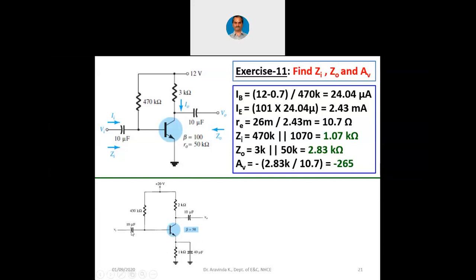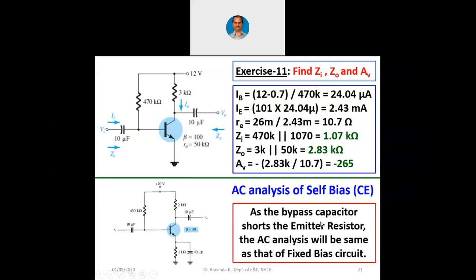So when we write a model for this emitter bias, it will be the same as the base bias. So the AC analysis of emitter bias or self bias is the same as that of the base bias or fixed bias. That's what I am going to tell you now. AC analysis of self bias in common emitter configuration. As the bypass capacitor shorts the emitter resistor, the AC analysis will be the same as that of the fixed bias circuit. So we are not going to deal with the emitter bias separately as far as AC analysis is concerned.